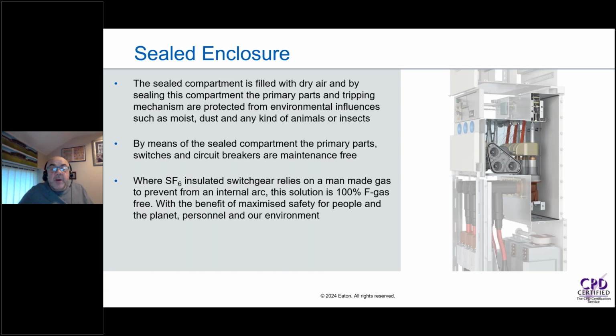By means of the seal compartment, the primary parts are all free from external environmental influences such as moisture, dust, animals or insect influences. This particular product, all the dielectric testing was done with this seal tank breached. So even if the tank was breached, you could still actually switch this and take it out of service and then ring the manufacturer for advice.